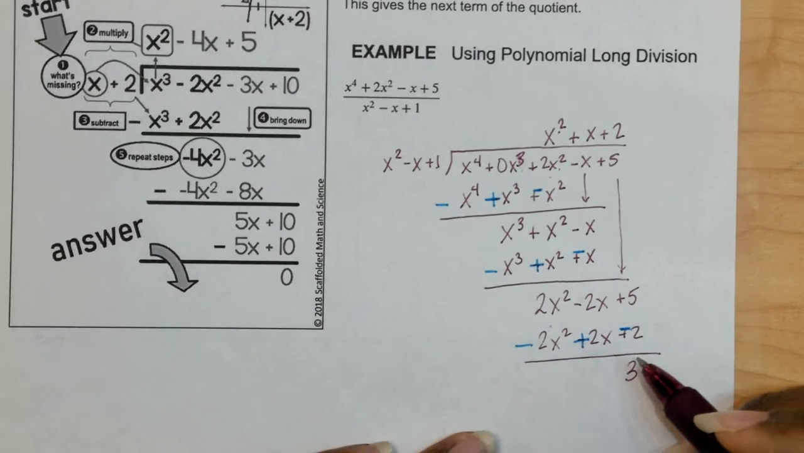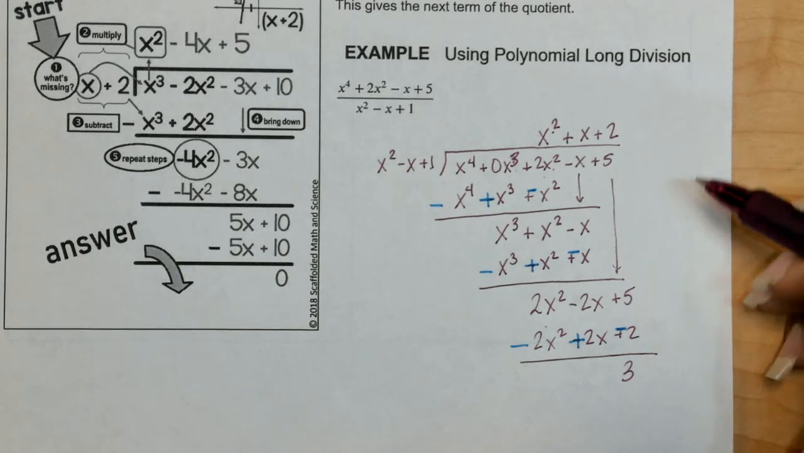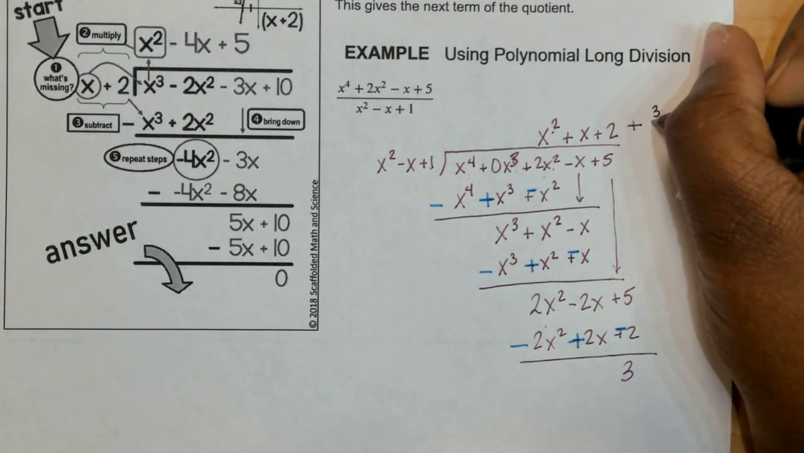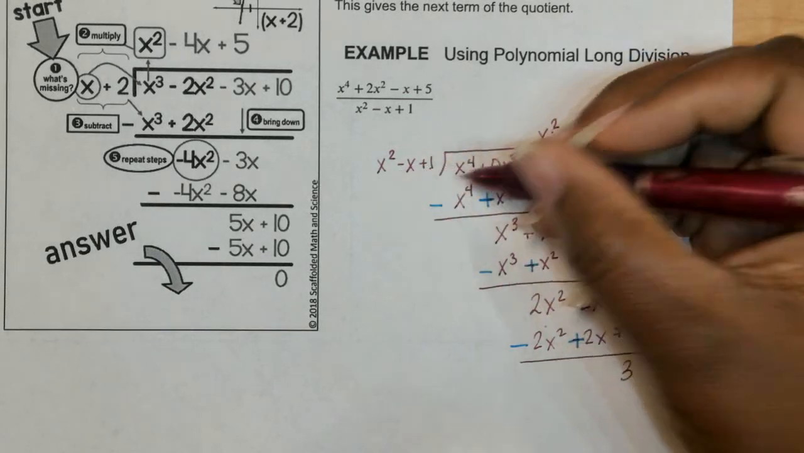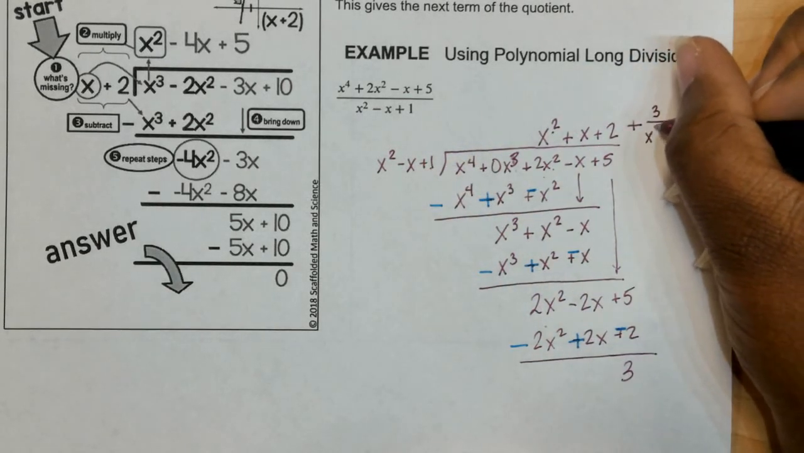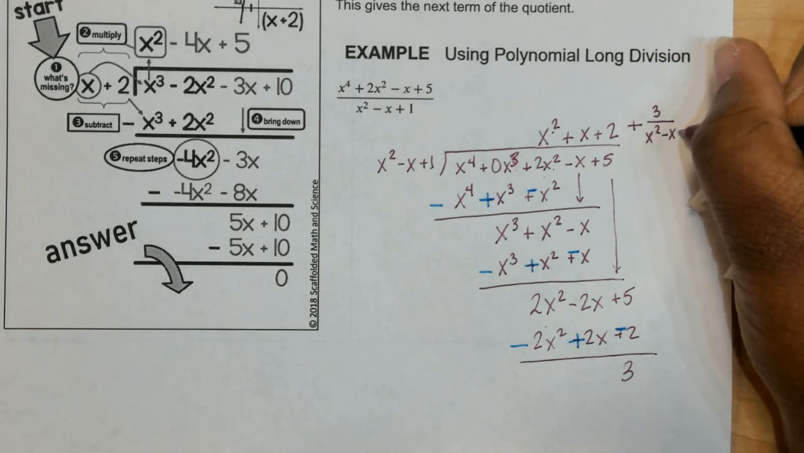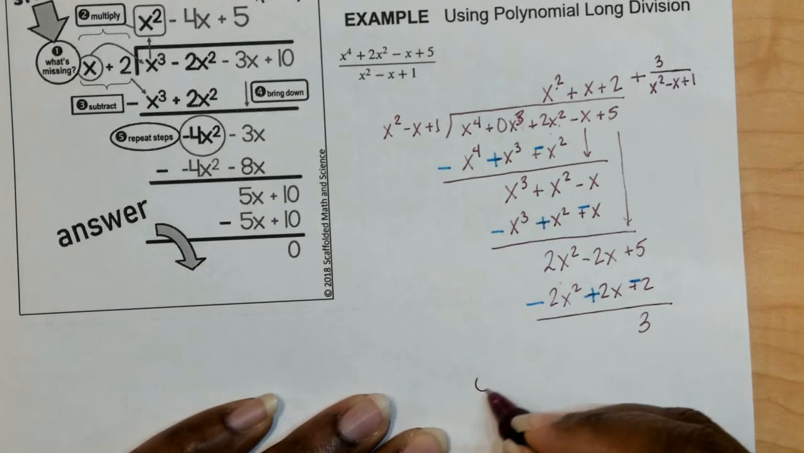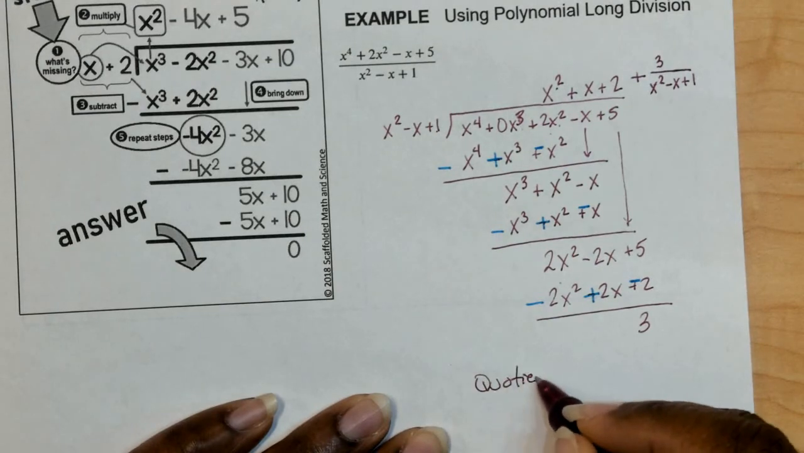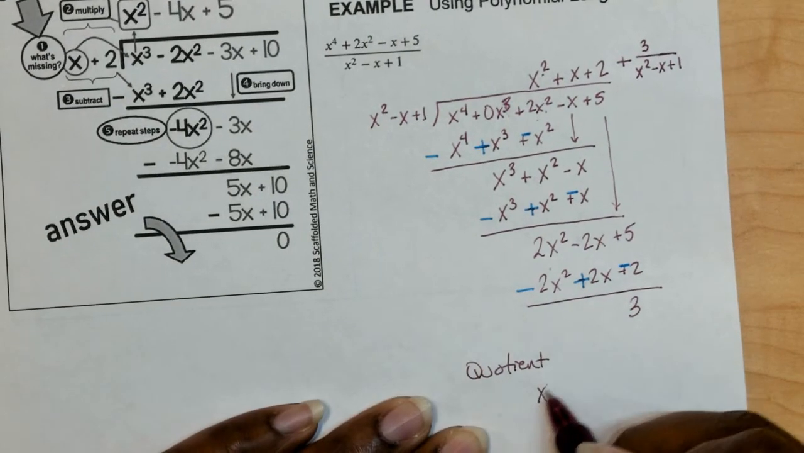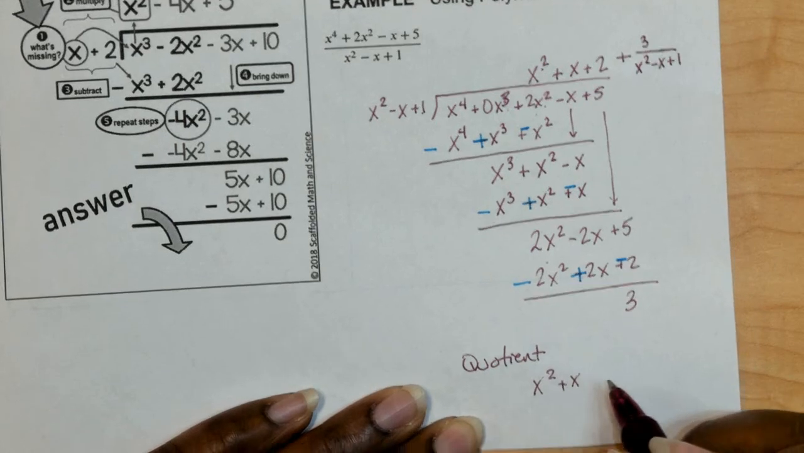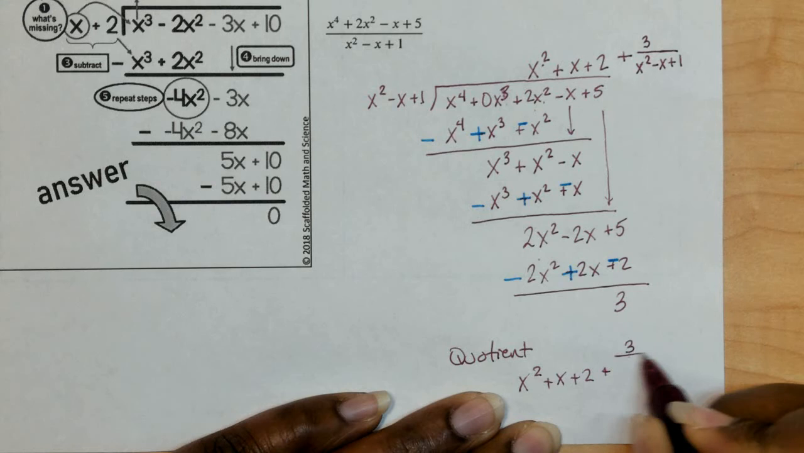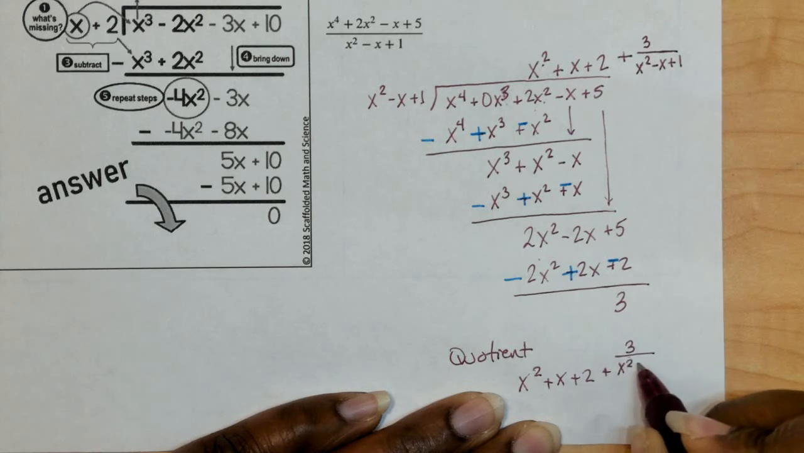That is our remainder. The way that we incorporate the remainder into our problem is we will go plus 3 over whatever our divisor is here, and it is, in this case, x squared minus x plus 1. There's our final answer. So our quotient is x squared plus x plus 2 plus that remainder over the divisor.